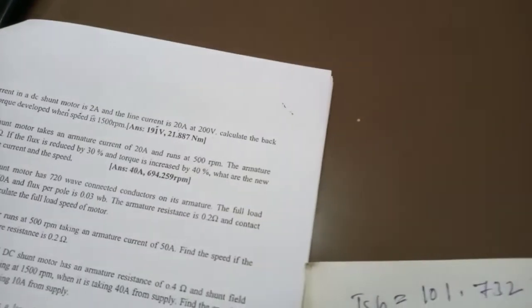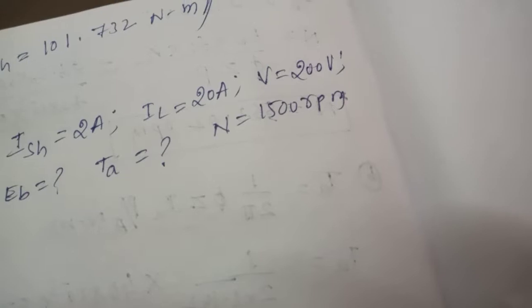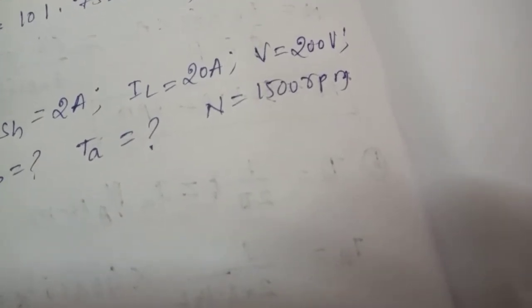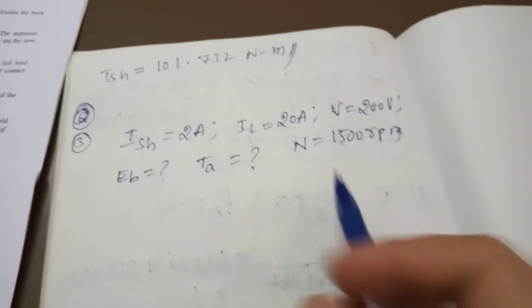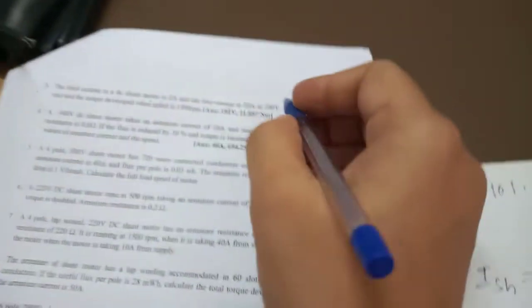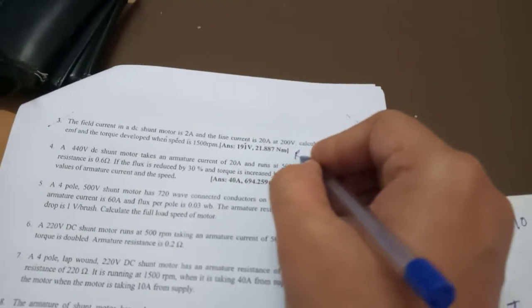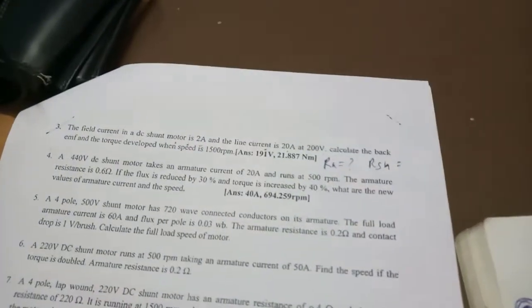V they have given, 200 volts. IA we have to calculate. Okay, how we can calculate? They have given the line current, 20. IL is equal to IA plus ISH. So IA is equal to IL minus ISH. To calculate ISH, V by RSH. RSH and RA are missing here. RA and RSH are not given in this problem. So this data is insufficient.